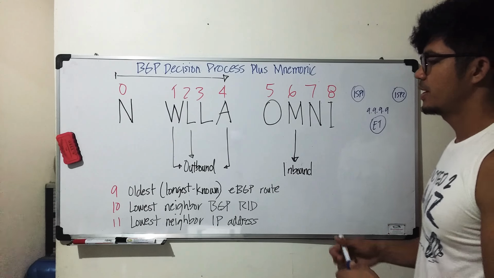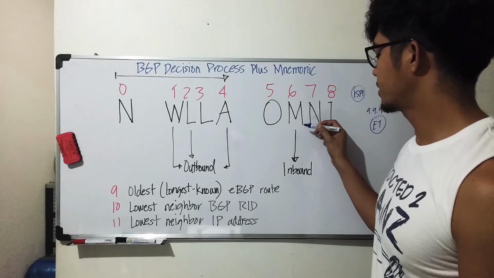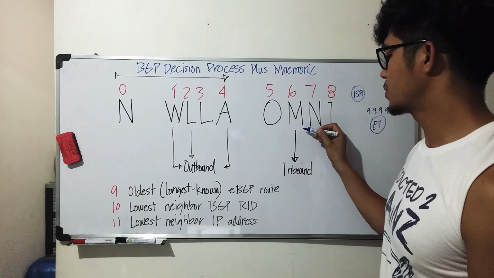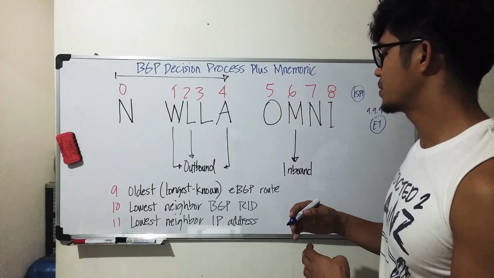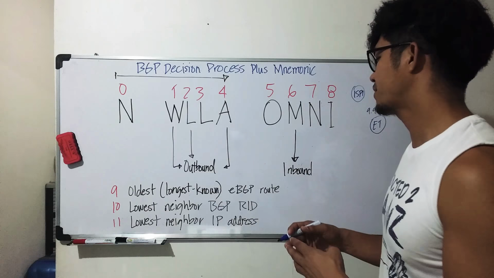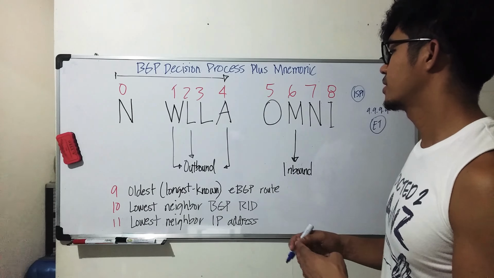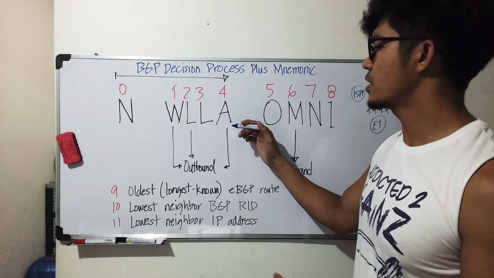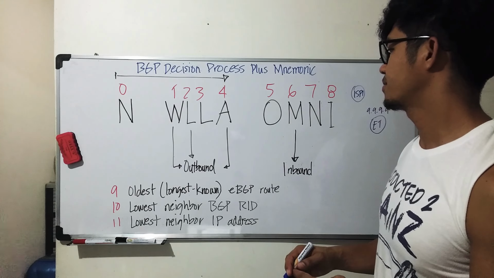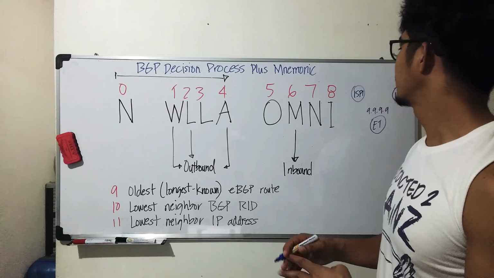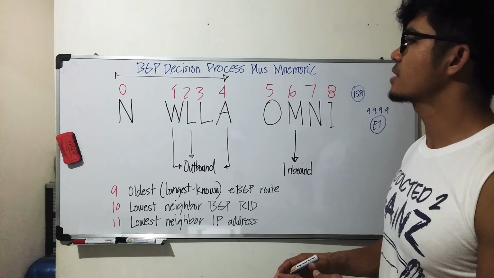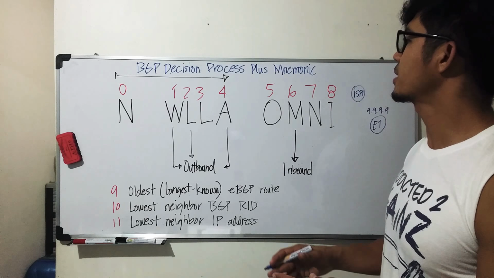So I think I forgot to mention this, that M is popular to influence the inbound traffic, and AS path can also be used to influence the inbound traffic. So yeah, that's it for BGP decision process plus mnemonic.